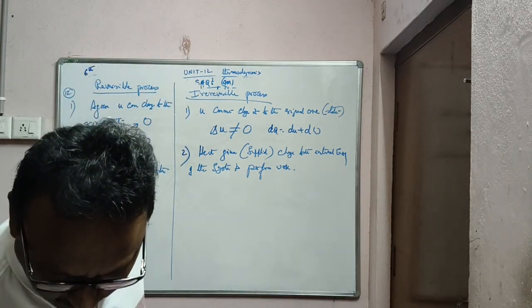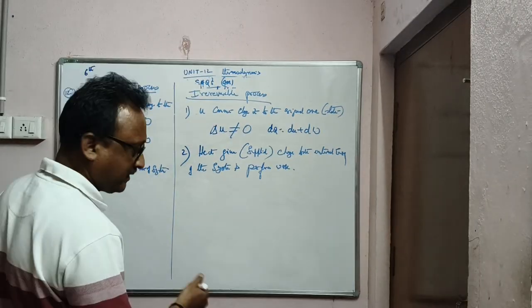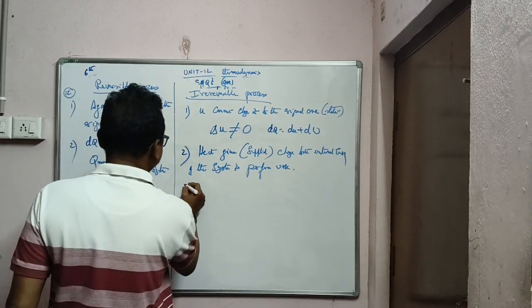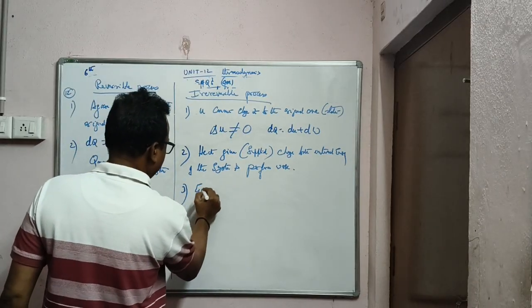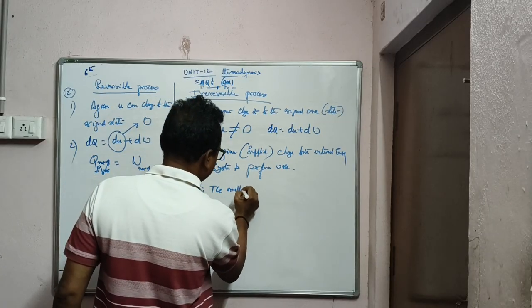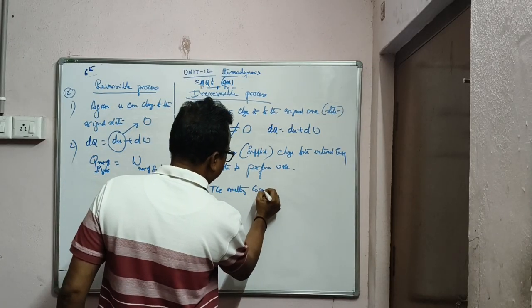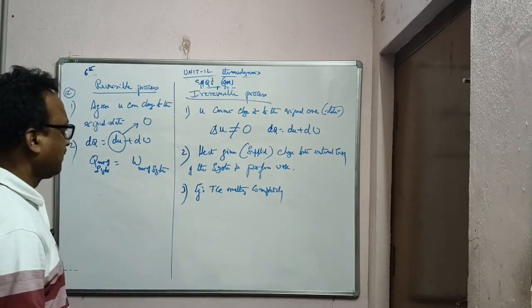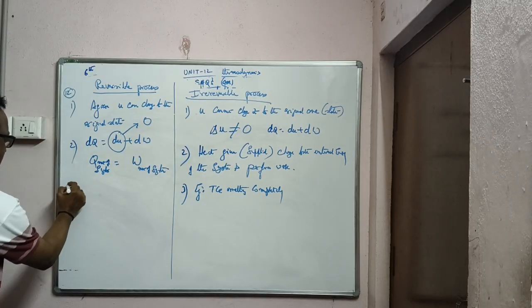Example, if a block of ice is completely melted, that one you can take as an example. Ice melting completely, latent heat of fusion.